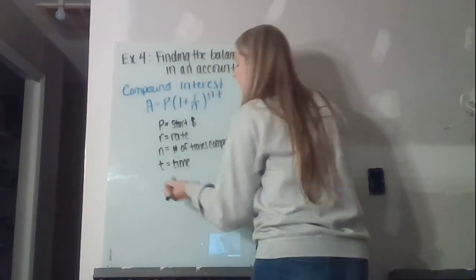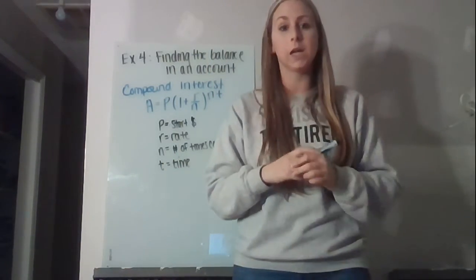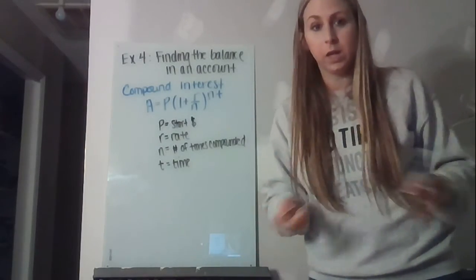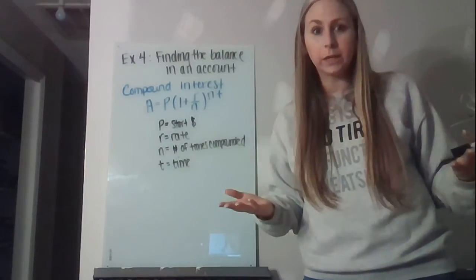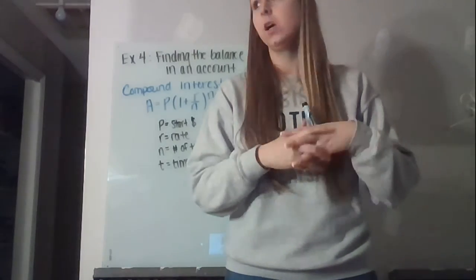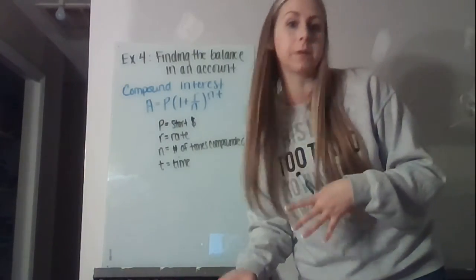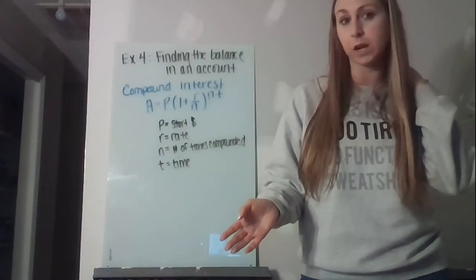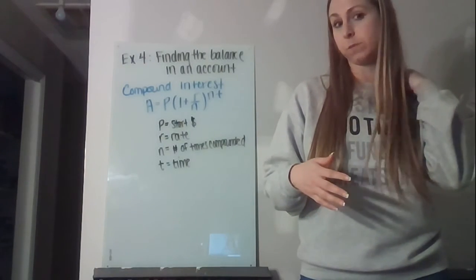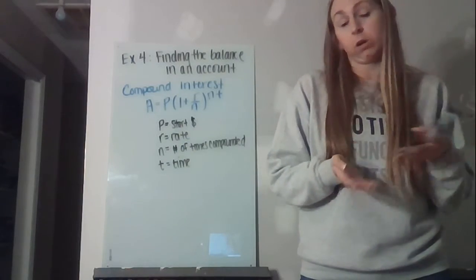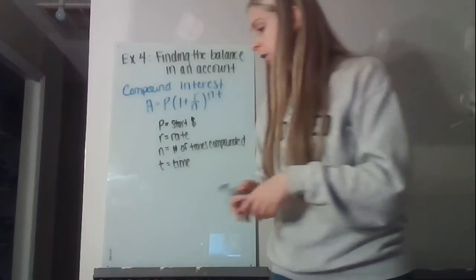So that can be a lot of different things. So if they say biannually, that's twice. Semi-annually, twice. Quarterly, 4 times. Monthly, 12 times. Weekly, 52 times. Daily, 365 times. So you guys just have to make sure you understand your vocabulary to know what number to plug in for N.